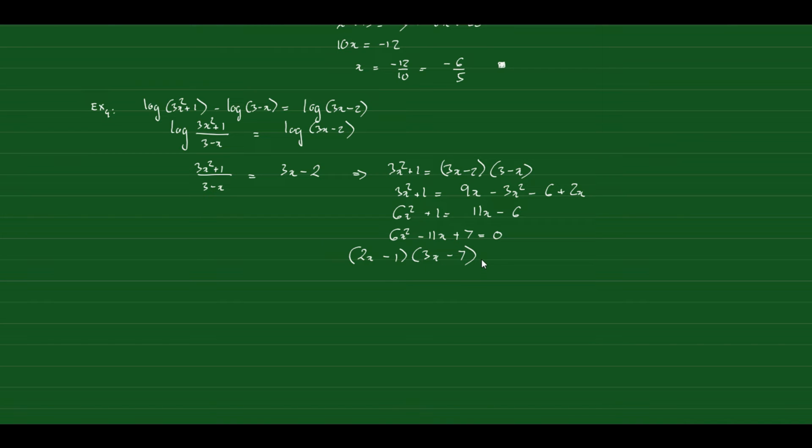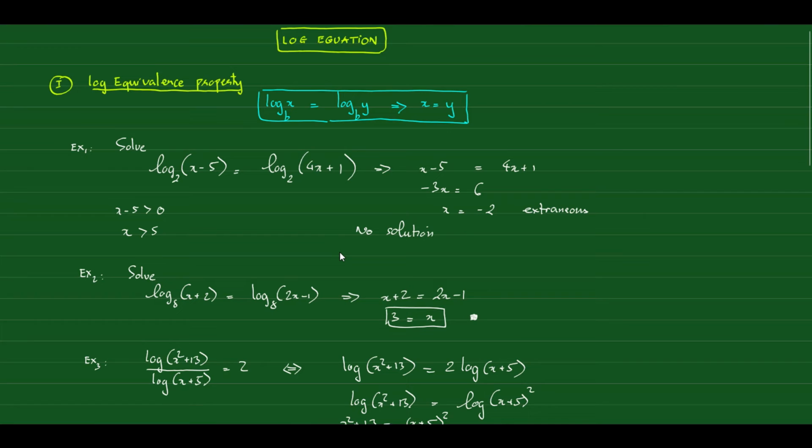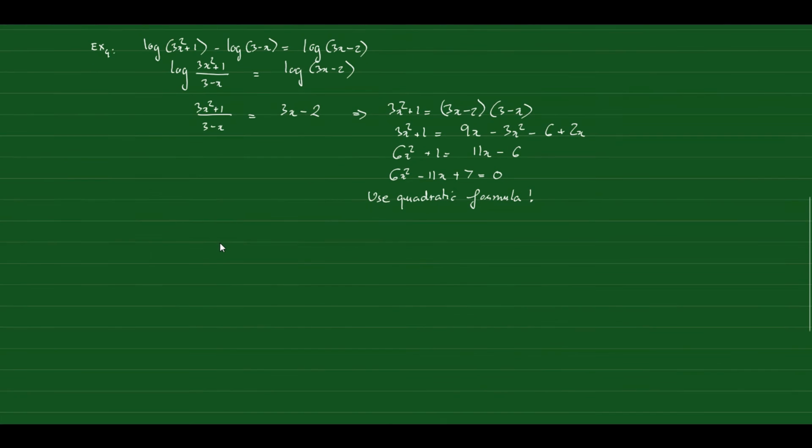But you see that it's unfactorable, so we cannot do this. So I have to use the quadratic formula here. Everybody knows how to use the quadratic formula already, so I just want you to go ahead and do it yourself. Alright, so that is how you use the log equivalence property. Now the second method of solving log equations is that you can use the log principle and properties. Actually, over here we already used properties.